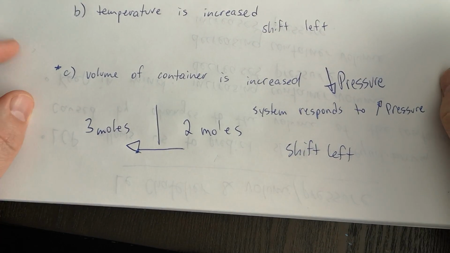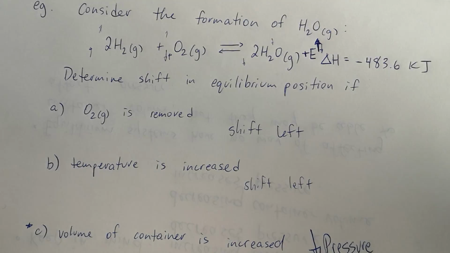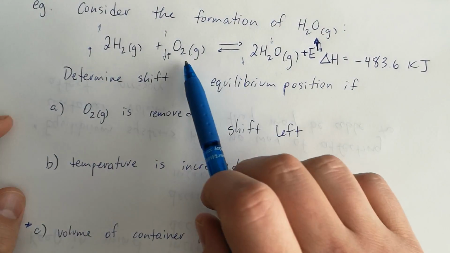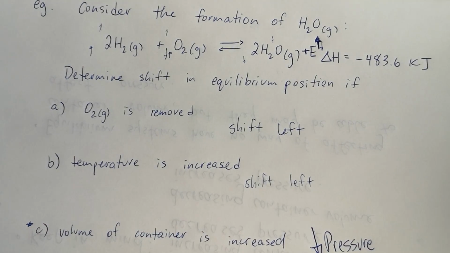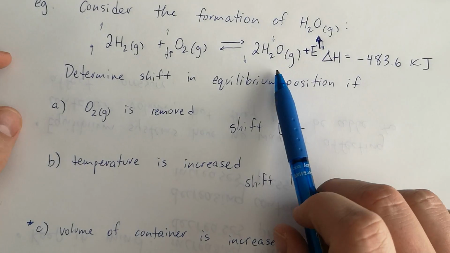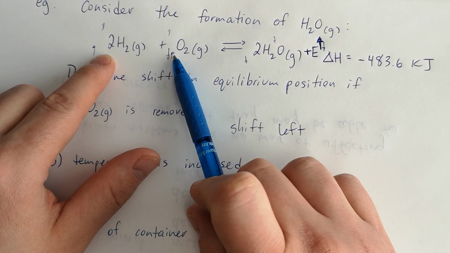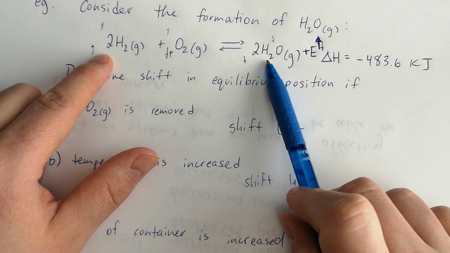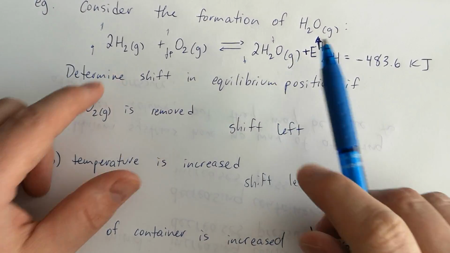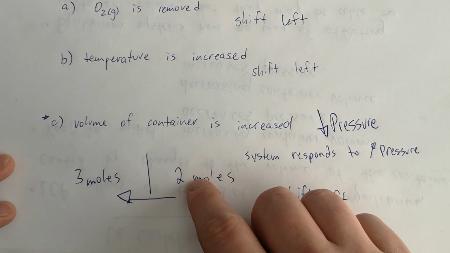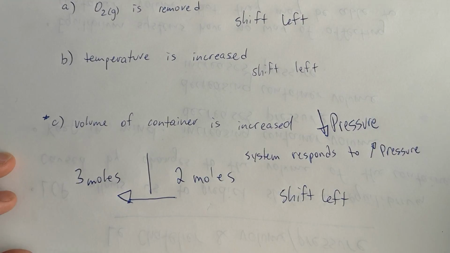So when we increase the container volume, pressure goes down. The system wants to bring some of that pressure back. More gas means more pressure, so it's going to go to the side with more gas. 3 moles on the left, 2 moles on the right. So to increase pressure, it'll shift to the side that has more moles of gas.